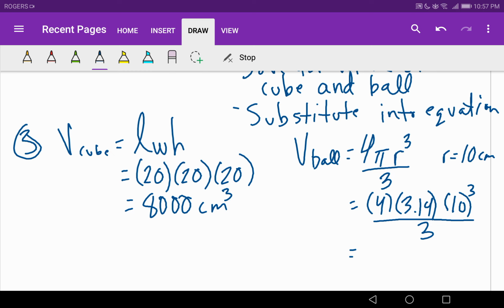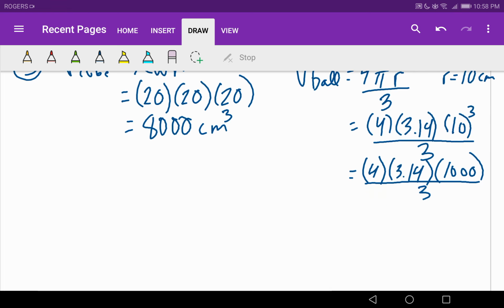Okay, now follow BEDMAS. You have to do 10 cubed first. So I'm gonna do, don't be lazy here, write out this step of finding what 10 cubed is first, and that's 1,000. Okay. Now I can sub this all into my calculator. And what do I get? Well, it's 4 times 3.14 times 1,000. Press equals on your calculator and then divide by 3. And you end up getting 4,187 centimeters cubed.